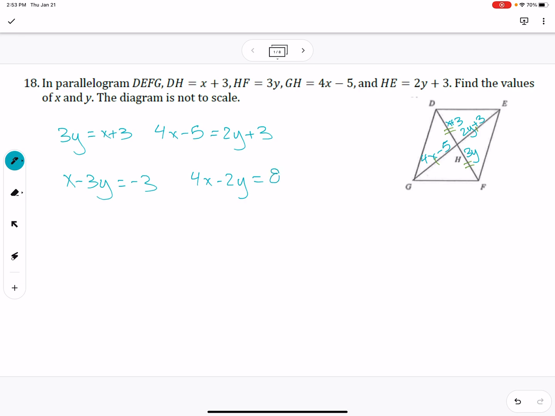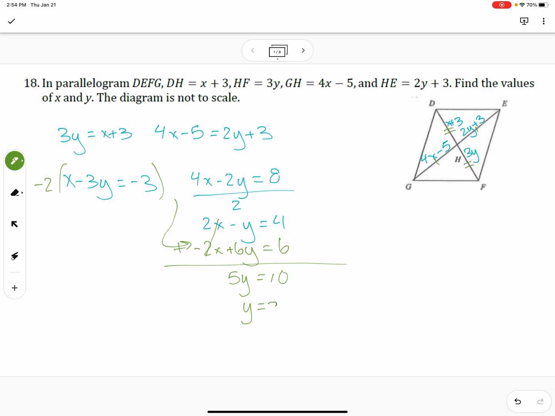To make this a little bit easier to solve, I'm actually going to divide this whole thing by 2. So I have 2x minus y equals 4. And then I will multiply this equation by negative 2 to give me, and I'll write that right underneath here, negative 2x plus 6y equals 6. I'll add, those cancel. I have 5y equals 10, so y equals 2.